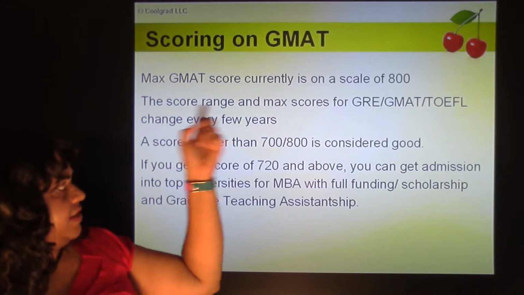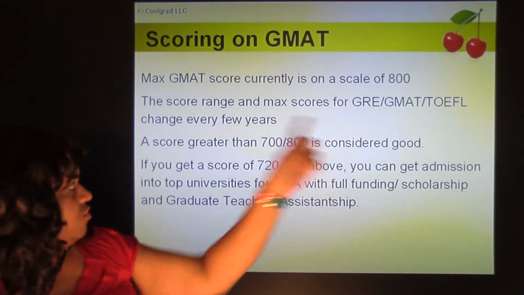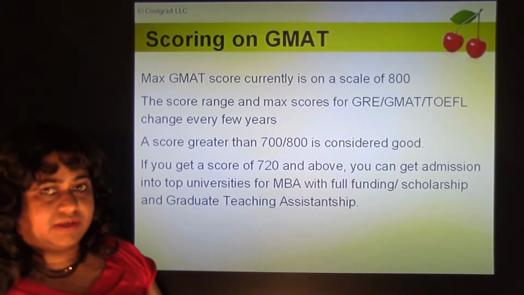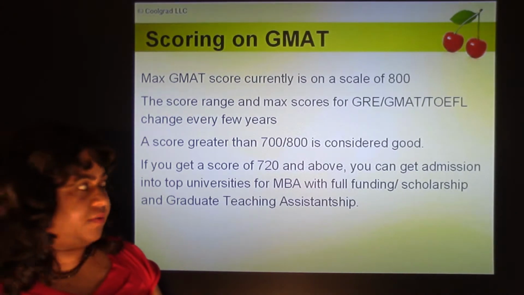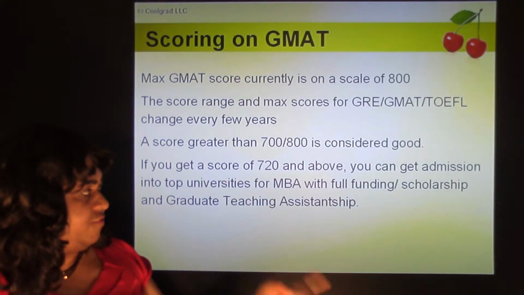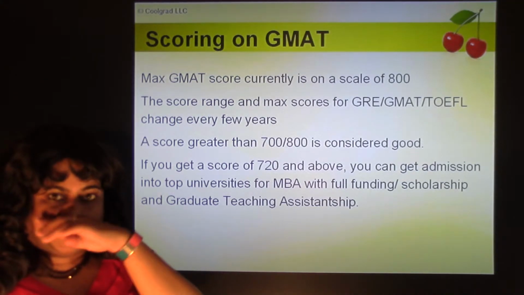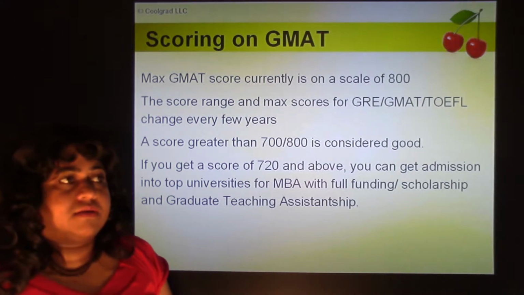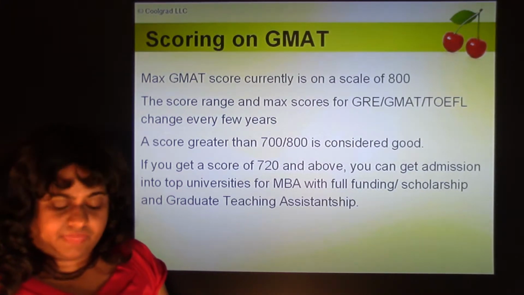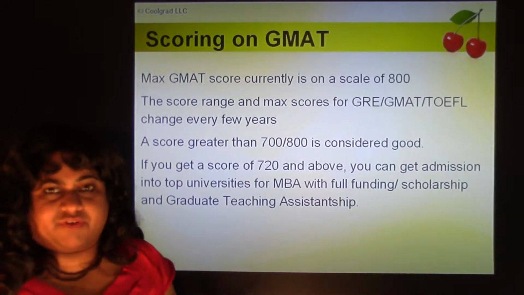Scoring on GMAT. Currently, the GMAT is scored on a scale of 800. Score range and maximum scores for GRE, GMAT, TOEFL change every few years. A score greater than 700 out of 800 is considered good. So if you have got more than 700, you're kind of good. And if you get 720 and above, you can get admission in top universities for MBA with full funding and scholarship, and also graduate teaching assistantship. So more than 720 is considered a really good score. I myself had a 760 on 800 in my GMAT in the first attempt. If you prepare for CAT at that level, GMAT becomes very easy.